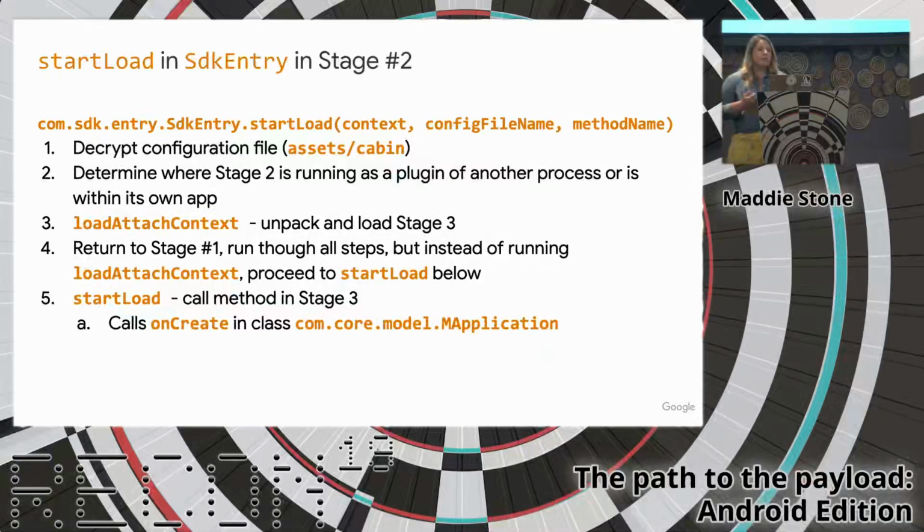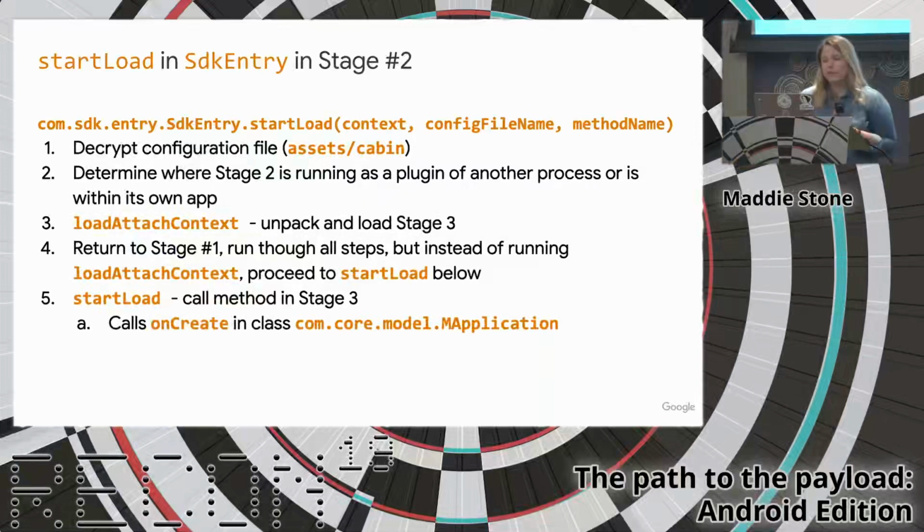So the very first thing that now here in our stage 2 unpack jar we're gonna do is we need to decrypt the configuration file. So the configuration file name came from stage 1. It was one of those obfuscated strings, and in this case it's assets/cabin. We're then within this method going to have to determine where is stage 2 running.